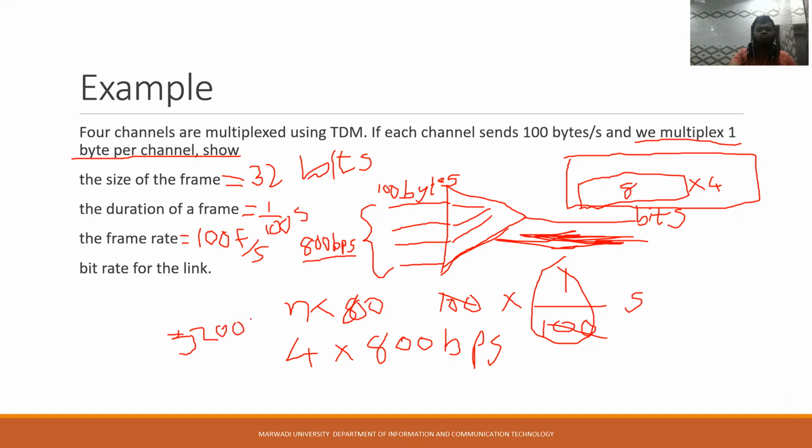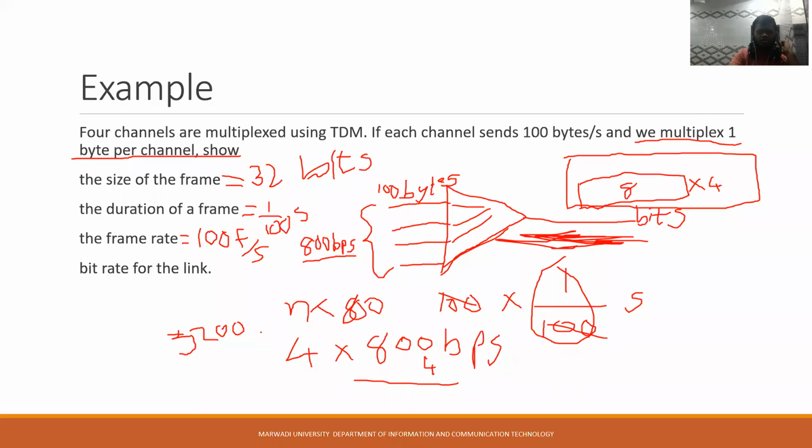Just a second. Sorry, it's not 32,000. 800 times 4 is 3,200. So the data rate or the bit rate would be 3,200 bits per second. Or if you want to simplify that, I can write 3.2 kbps.